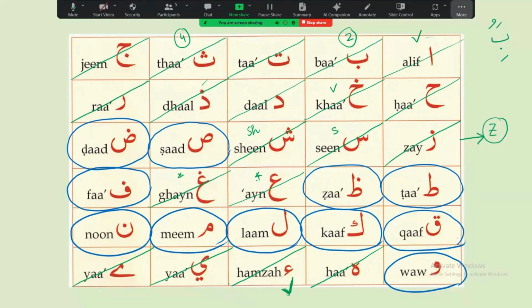Ayn. The first one is ayn. And the second one is ghayn with this gargle sound. Gha, gha, ghayn. Okay. And coming towards the last row, we covered this ha letter.